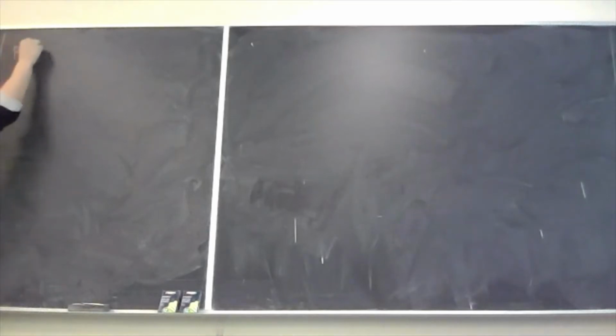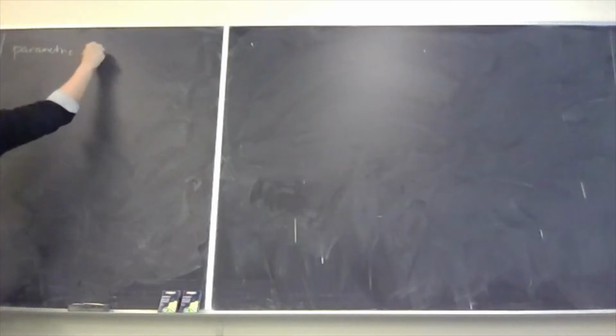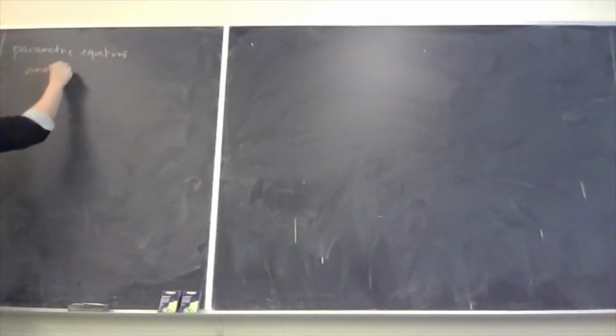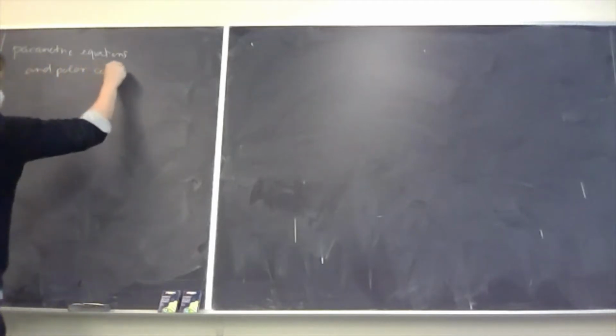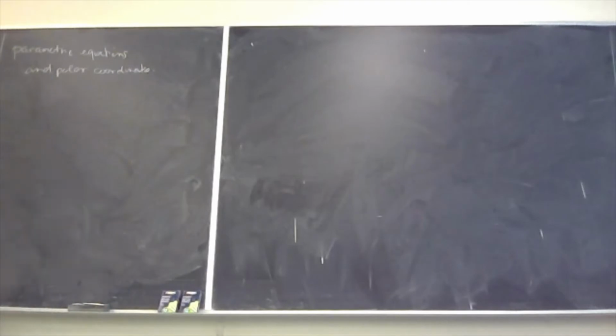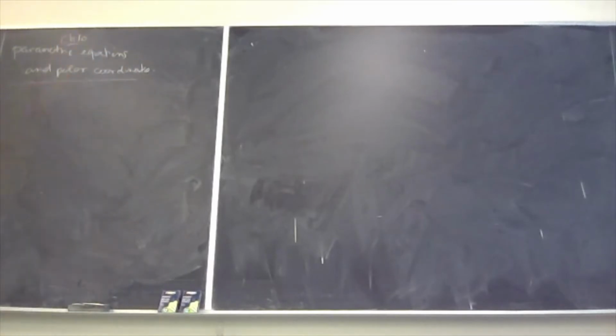Parametric equations and polar coordinates. The part we're starting with is the parametric equation part. This is chapter 10. It's a couple of different ideas mashed together.